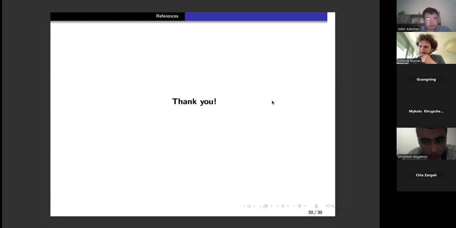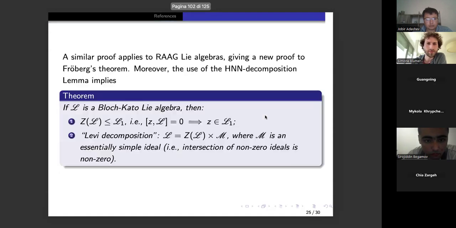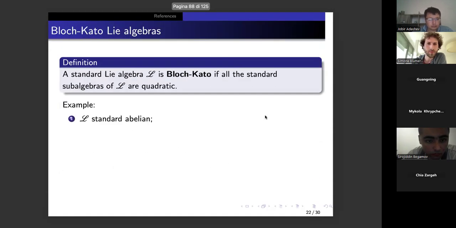Well, if not, let's see. A question in the chat. In the theorem of Löfwall, what about the x1 component, the one component of x?